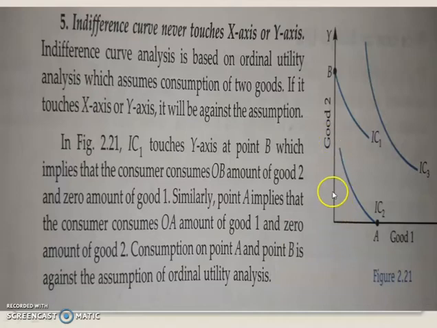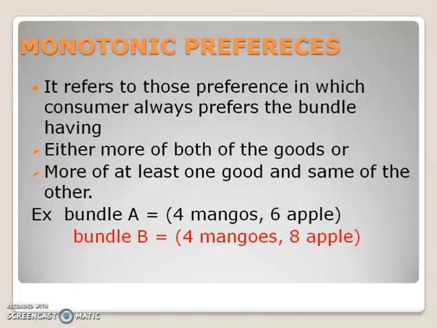So there is a cardinal way of analysis. 0, 1, 2, etc. are a cardinal way of analysis. So consumption at point A and point B is against the assumptions of ordinal utility analysis. Okay, these are the properties of indifference curves. Then one important term in indifference curve analysis is monotonic preference. What do you mean by monotonic preference?